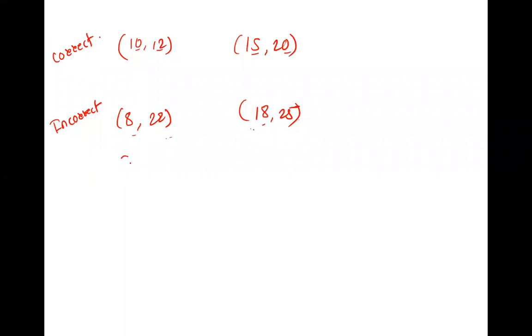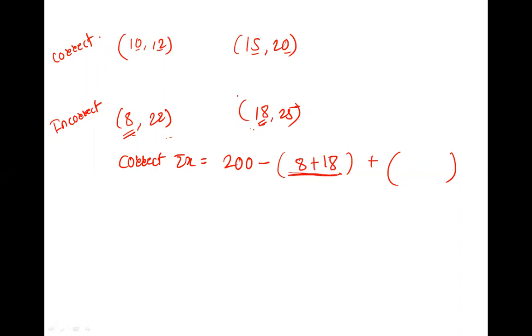What is the correct summation x? Correct summation x is equal to incorrect summation x, that was 200, right? Yes. Minus, and plus, what you did here. I want to ask you that. 8 plus 18 in the first bracket and 10 plus 15 in the second bracket. Perfect. Correct summation x is incorrect summation x minus the sum of incorrect x plus the sum of correct x. So the correct x are 10 and 15, so 10 plus 15. Everyone did this? Yes, ma'am.